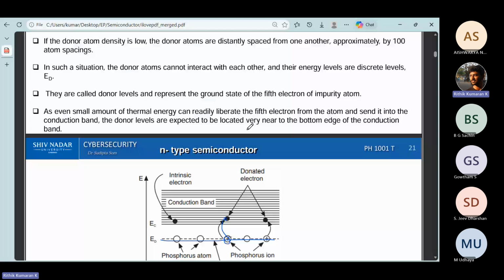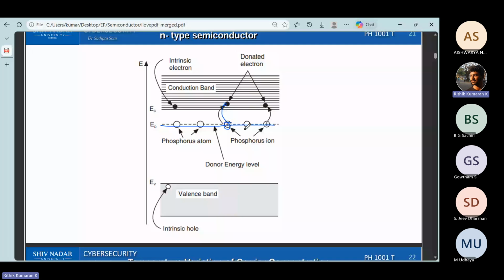So in an N-type semiconductor, you get a donor element. And this E_D represents the donor energy level in which the donor element stays. This donor is obviously leaving an electron, so the electron will move on to the conduction band. As I said, you need very little energy to push it into the conduction band. So from this statement, you can conclude that the donor band will be very near to the conduction band. I hope you are getting it.